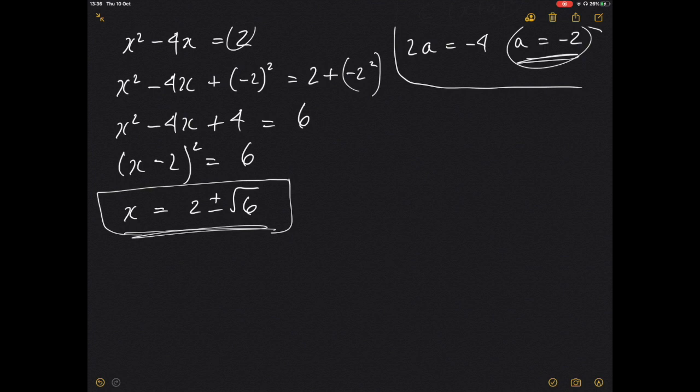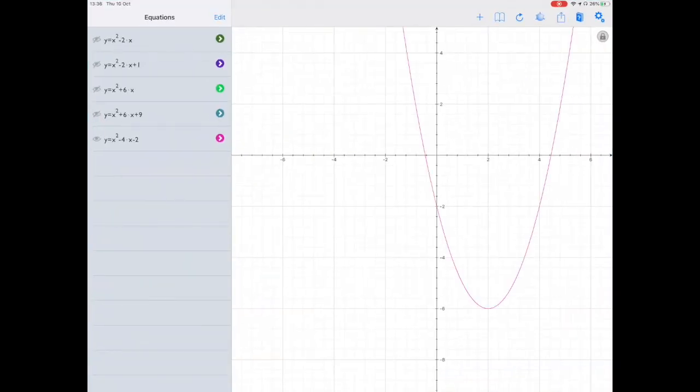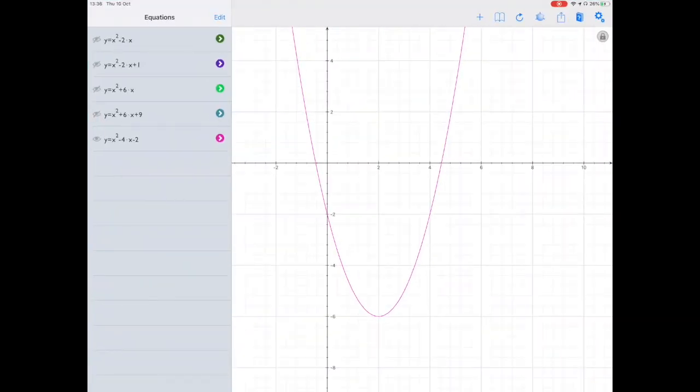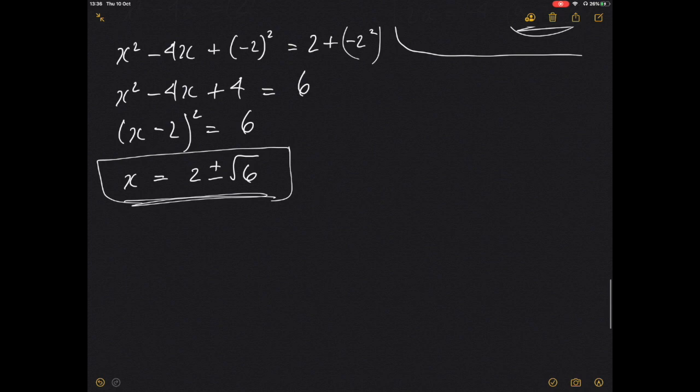We'll do it graphically. So the square root of 9 is 3, the square root of 4 is 2, so in between, the square root of 6 is about 2.4. So 2 plus or minus 2.4, so the minus being minus 0.4 or 4.4. And if we just check on our graphical calculator for sanity, we'll see it's right, minus 0.4 or 4.4. So that's our answer to our solution. So that would be correct, and that would be full marks in the exam.